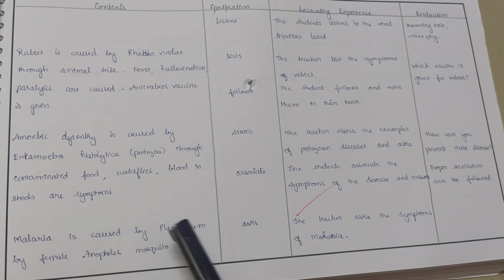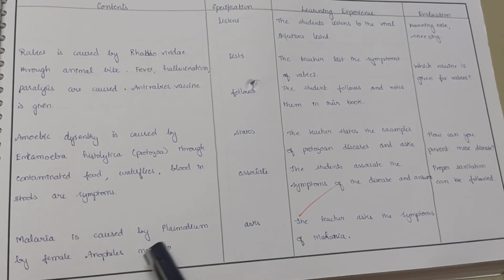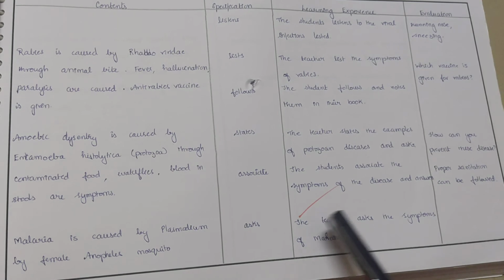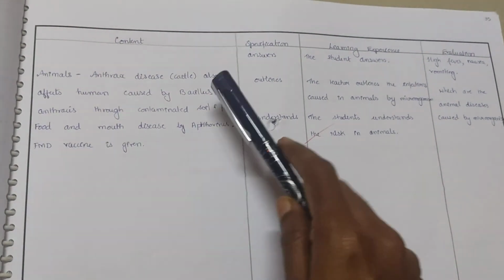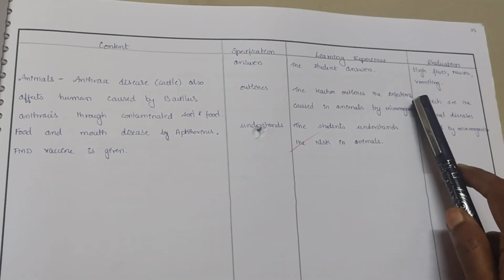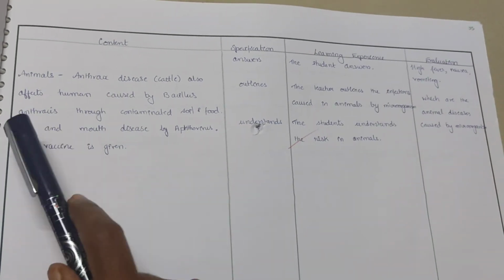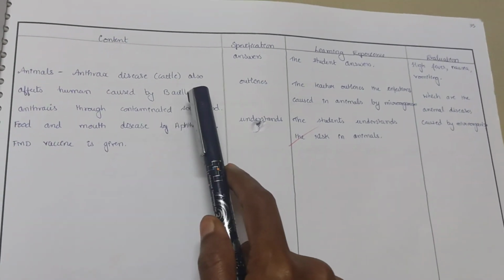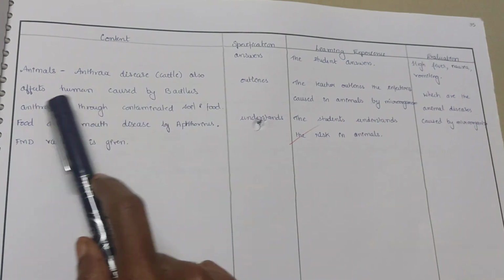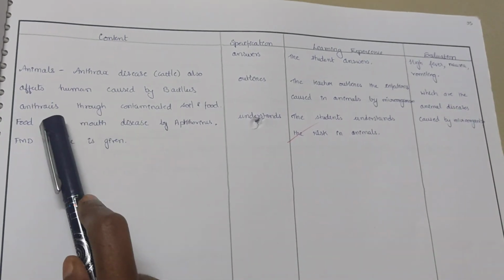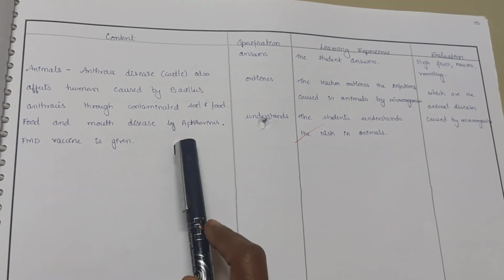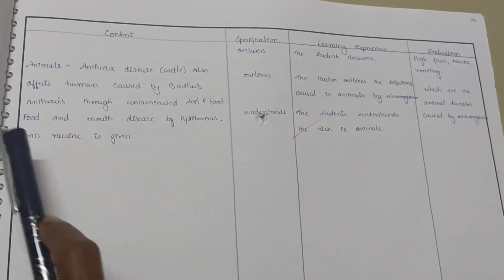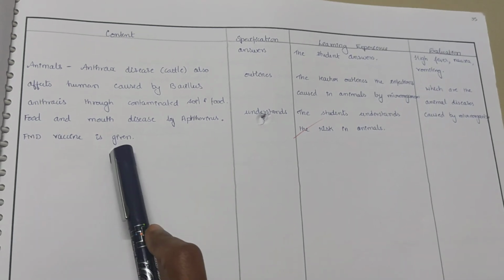Next, malaria is caused by Plasmodium through the female Anopheles mosquito. The teacher asks the symptoms of malaria. And the student answers high fever, nausea, vomiting. Animals: anthrax disease caused in cattle also affects humans, caused by Bacillus anthracis through contaminated soil and food. Foot and mouth disease is caused by aphthovirus. FMD vaccine is given for this.